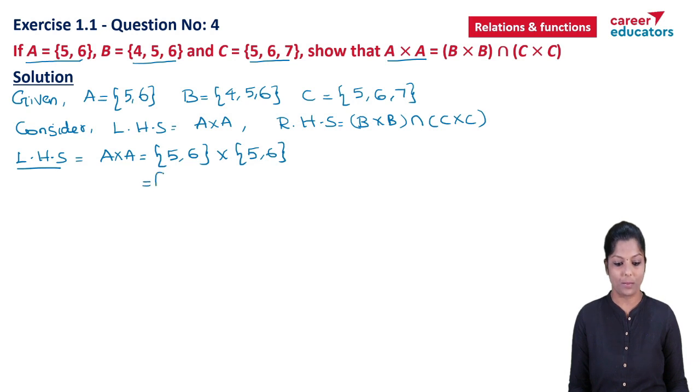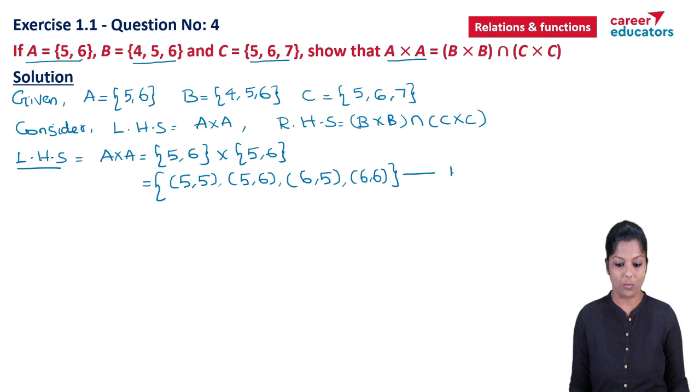In next step, we have to take first element of A and pair with all the elements of A. We will get 5, 5, 5, 6. Likewise, we have to do it for the second element. We will get 6, 5, 6, 6.